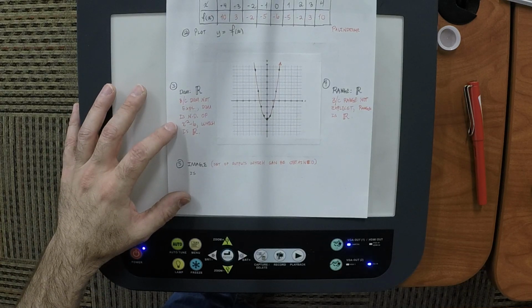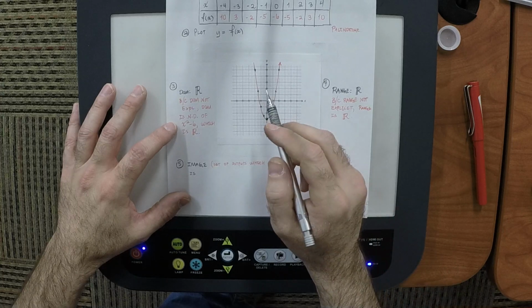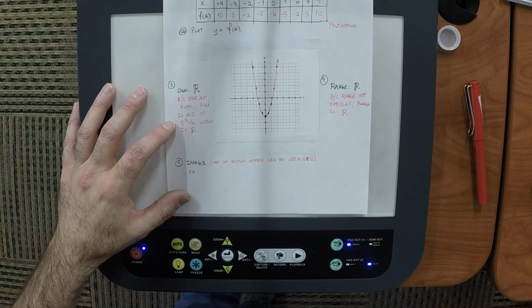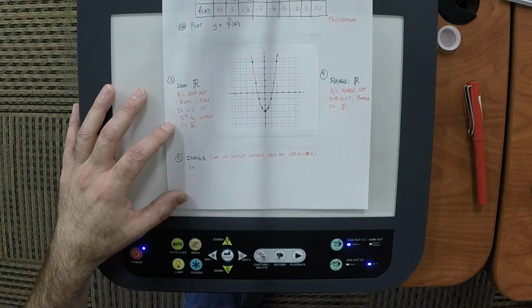It's not 6. It's... oh, 2, 4, 6. I thought that was the lowest. Negative 6. Negative 6, yeah. Okay, good. Yeah, no, that's what I meant. I wasn't sure if you... Okay, good.